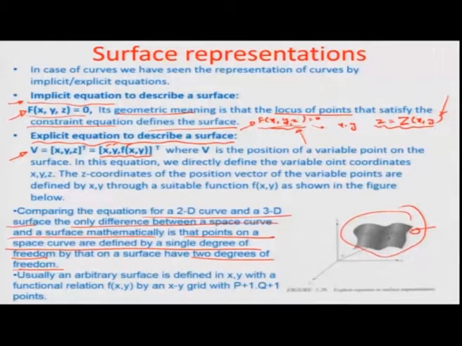This, for example, is a representation of a surface. So, usually an arbitrary surface in x and y could be defined with a functional relationship f(x, y) equals the third dimension z, and it can be again mapped with an xy grid where we have independent values of x and y, and corresponding to each combination of x and y we plot a z value. So, there are exactly p plus 1 and q plus 1 points in the x and y grid, one set in the x direction, one in the y direction, to define a set of points which would finally formulate the surface.